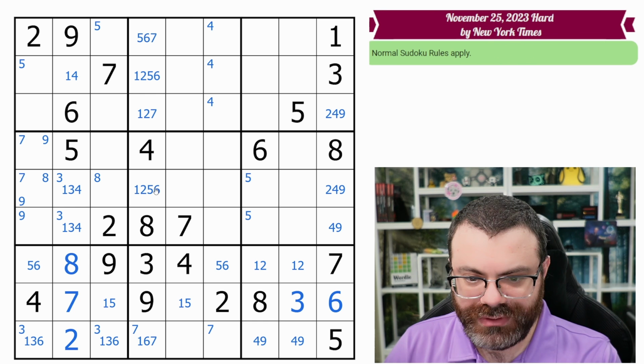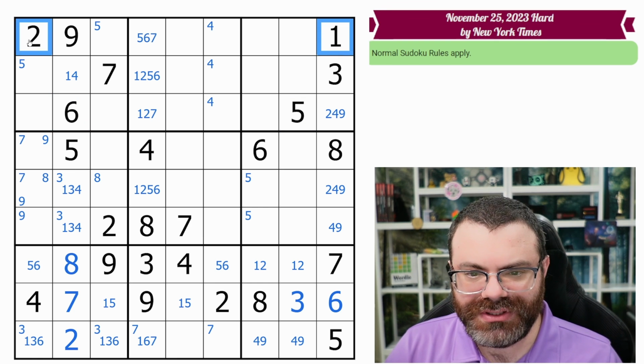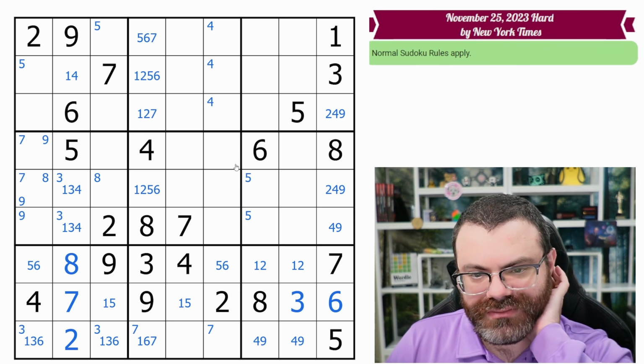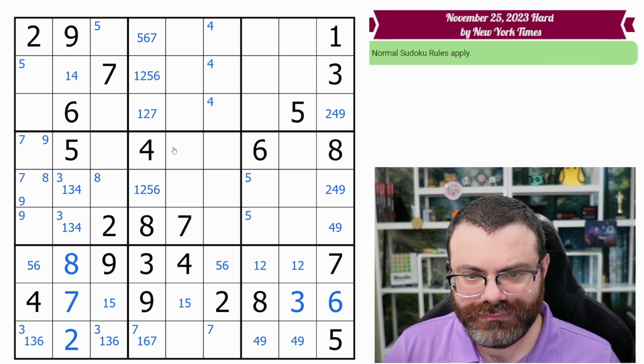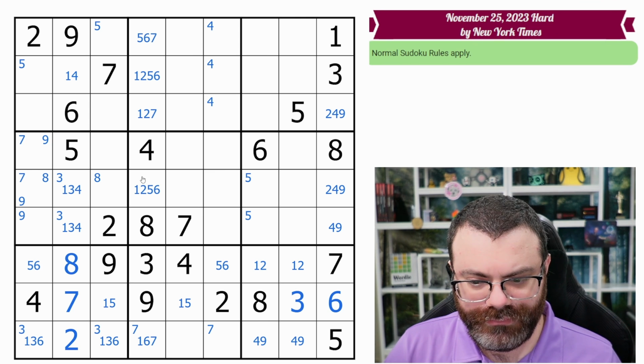Anything else of note? Darn. I was seeing that this saw 5, 6, and this saw 1, 2, and that seemed promising, but... Okay, let's look elsewhere. Not sure where to look.